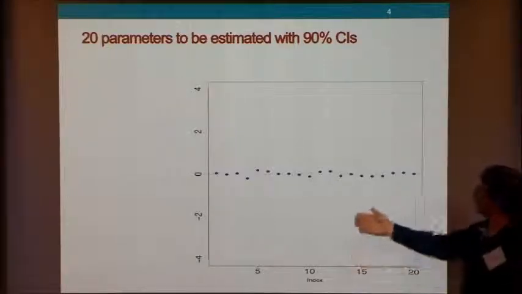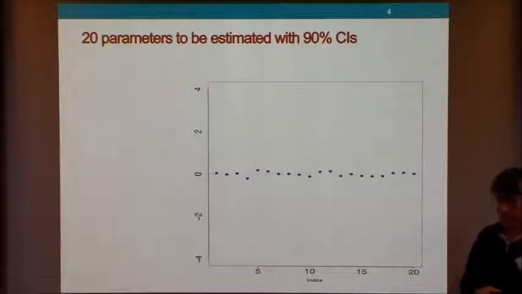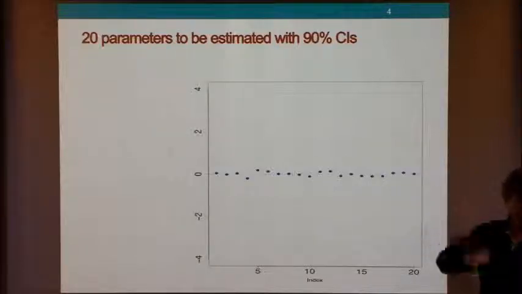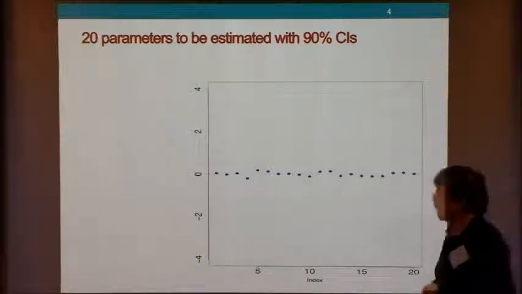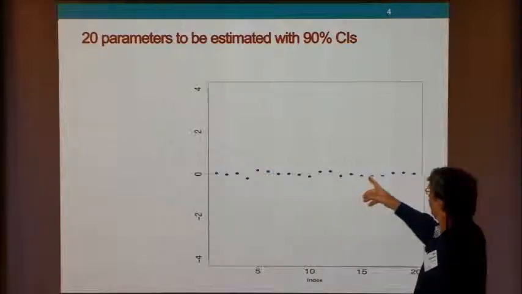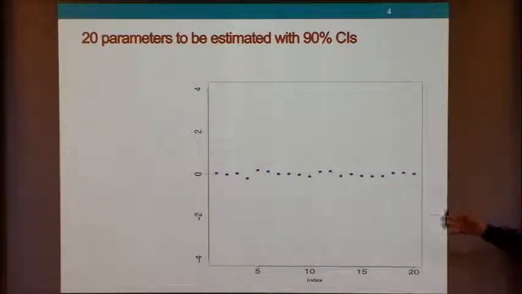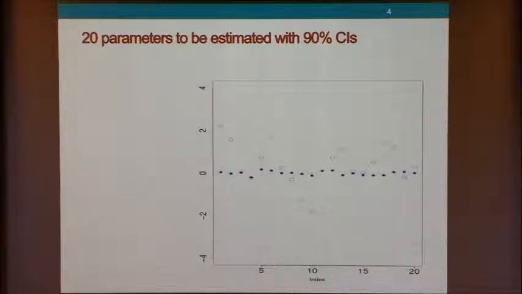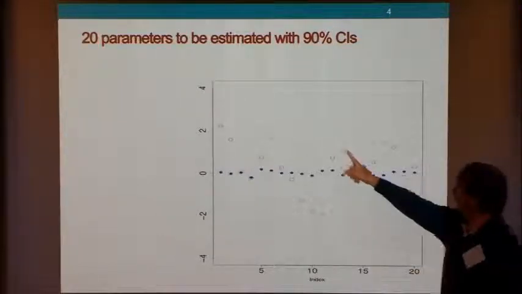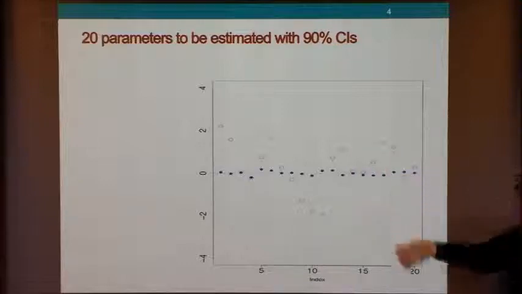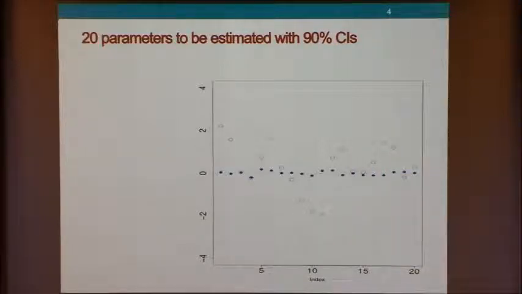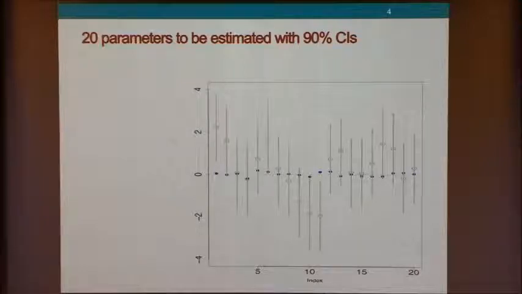Okay, so we have 20 parameters, and I want to estimate them with 90% confidence intervals. And these are the true values of the parameters, and you see that no one is actually, well, you may argue this one, but nothing is zero. So the null hypothesis is never true. Fine, they are not true. Now I have estimators. For each one of these parameters, I have an estimator. Of course, they vary widely, but that's fine. I put a 90% confidence interval about each of them.